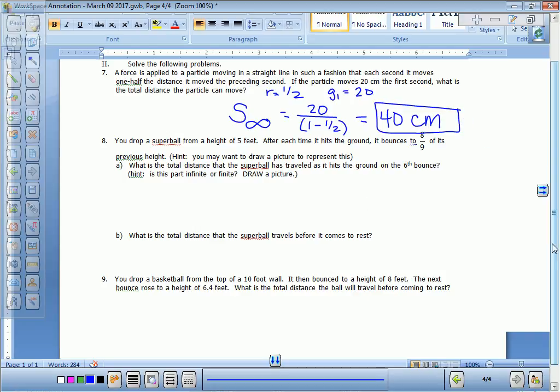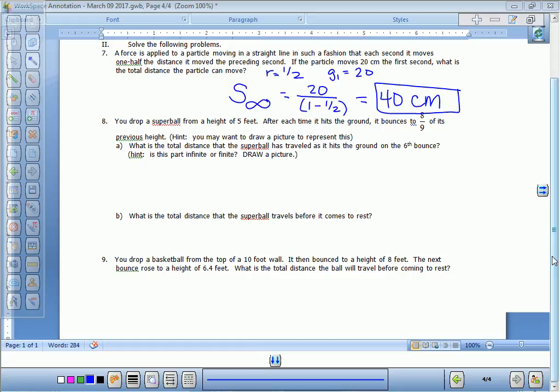Now, the next one we have to draw a picture for because it's a little interesting. First of all, we're dropping a super ball. That's one of those really bouncy balls. From a height of 5 feet, after each time it hits the ground, it bounces to 8/9 its original height. So what is r? 8/9. What is g sub 1? 5. So all that came from that first line.